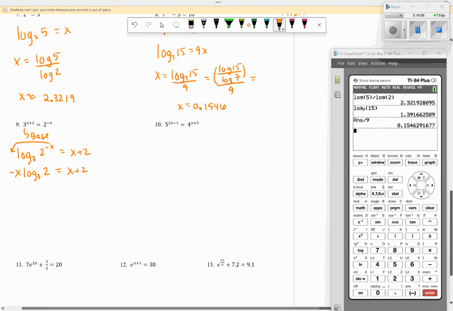And then notice you have x's on both sides. You want to combine your x's. So I'm going to subtract that x, or I could add this x. It doesn't really matter. I'm going to go ahead and subtract this. So I have negative x log base 3 of 2 minus x is equal to 2. And we're trying to solve for x.